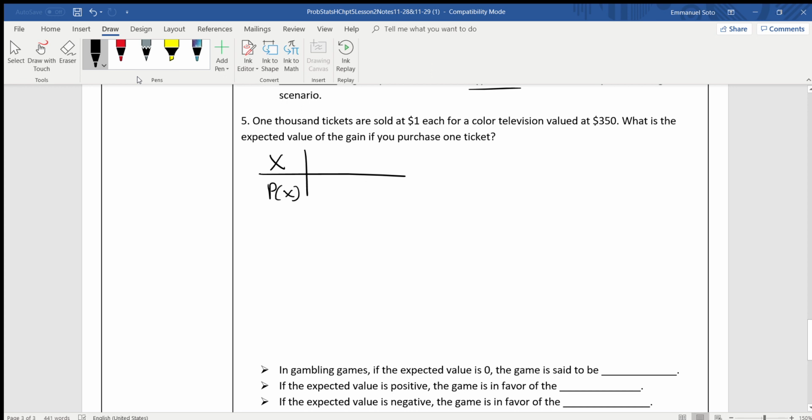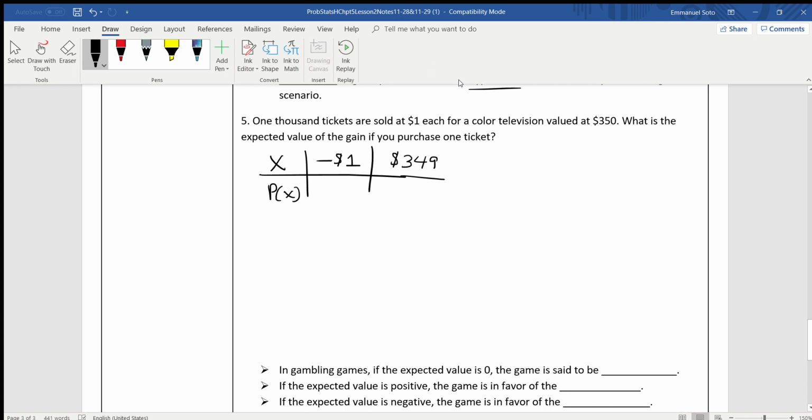The first possibility is that you pay for a ticket and you end up short $1, so you lose $1, negative $1. That's if you pay for a ticket and you don't get the television. The second option is that you pay for a ticket and it becomes the winner. So you either win or lose. If you win, you have net earnings of $349, because you get the $350 television but you paid $1 for the ticket. Those are your two options.